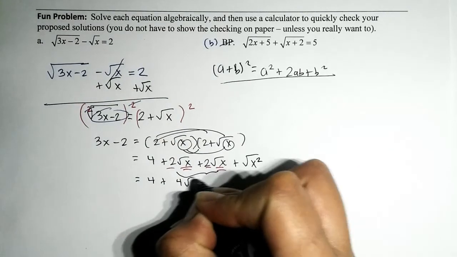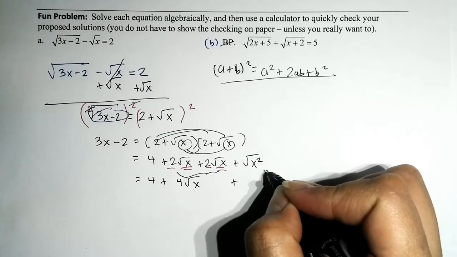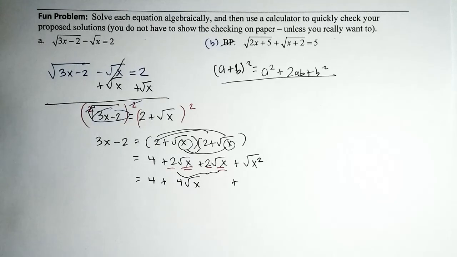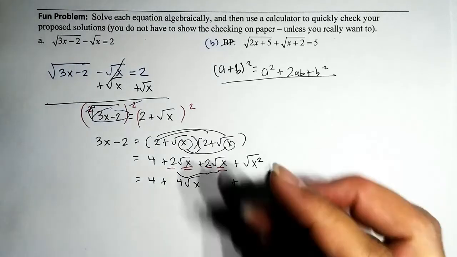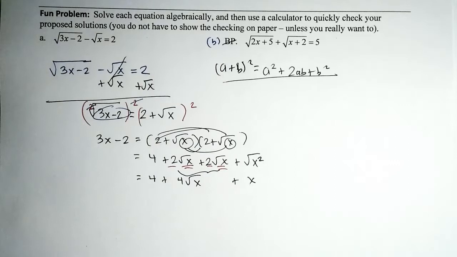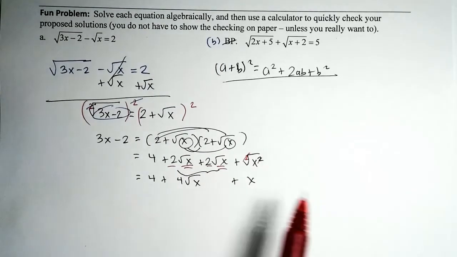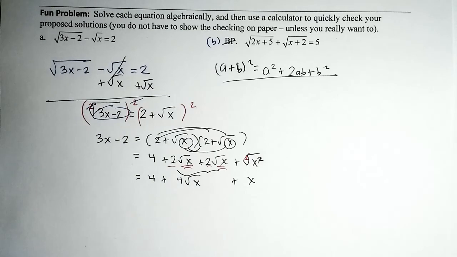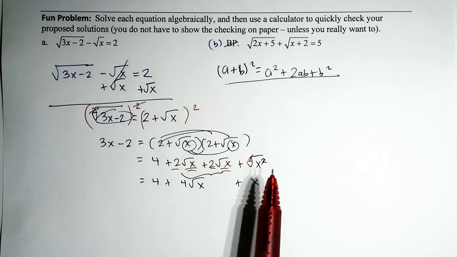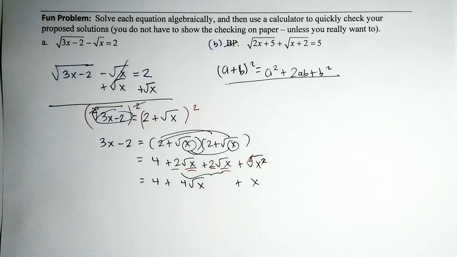So 4 square root of x, plus the fourth term, the square root of x squared, simplifies to x, because the square and the square root undo each other. So that's about it in terms of simplifying the right side. There's nothing else to combine.